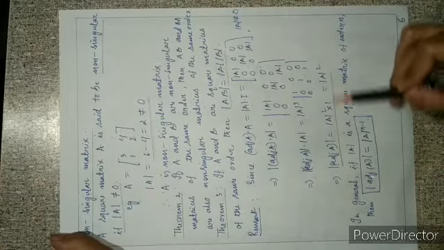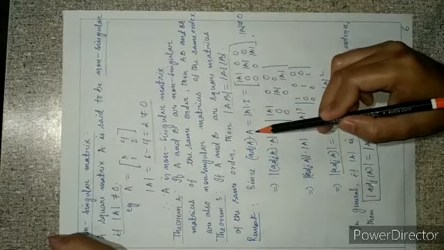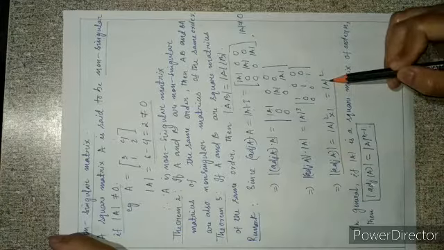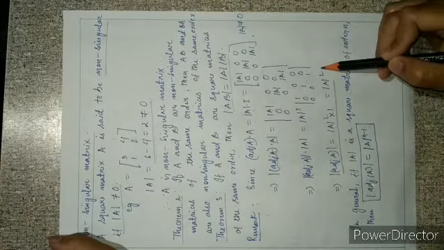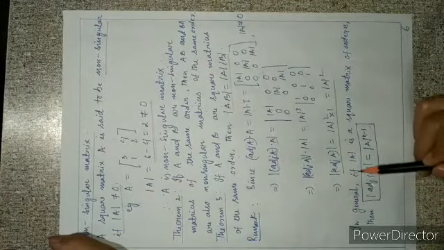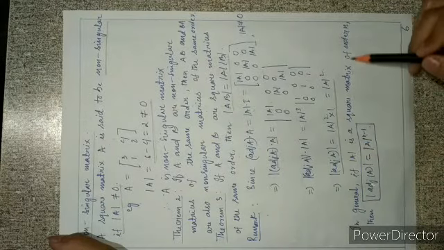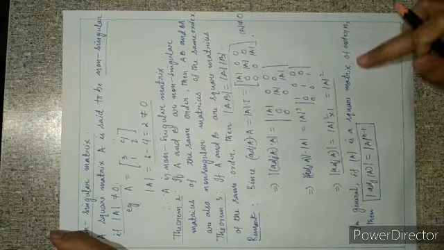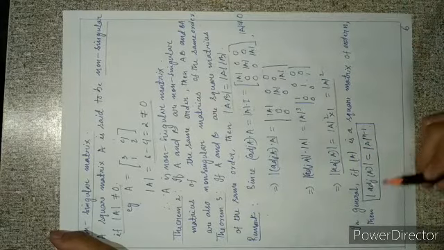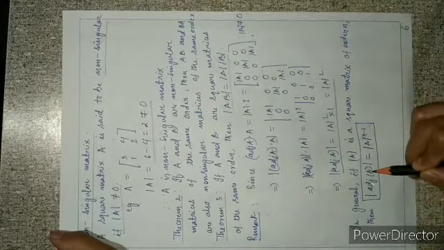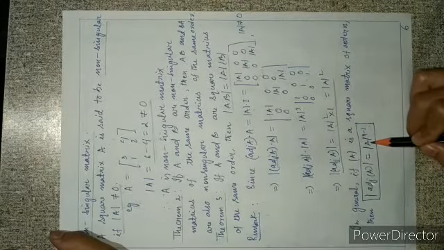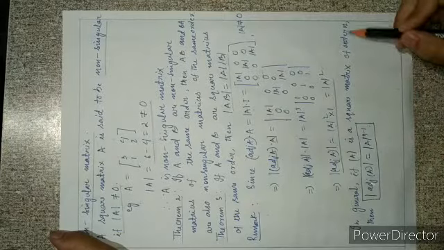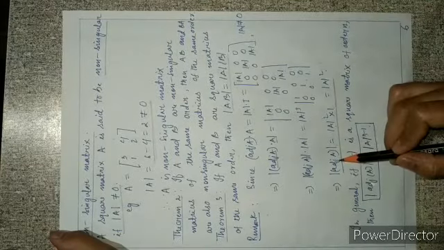Here A is a square matrix of order 3, and the determinant of adjoint A is the determinant of A to the power 2. In general, if A is a square matrix of order n, then the determinant of adjoint A is given by determinant of A whole to the power n minus 1.